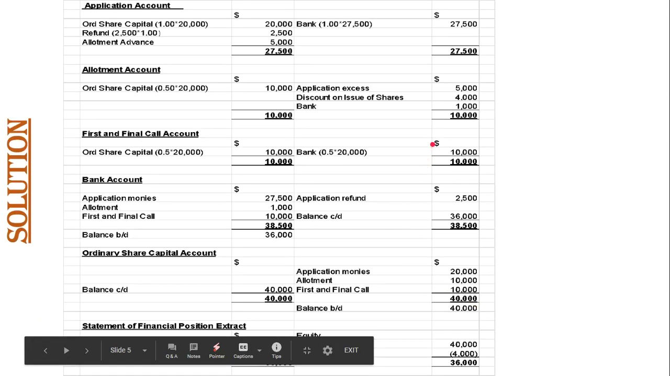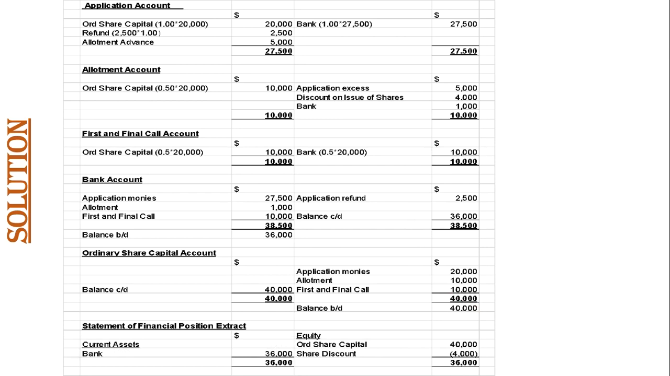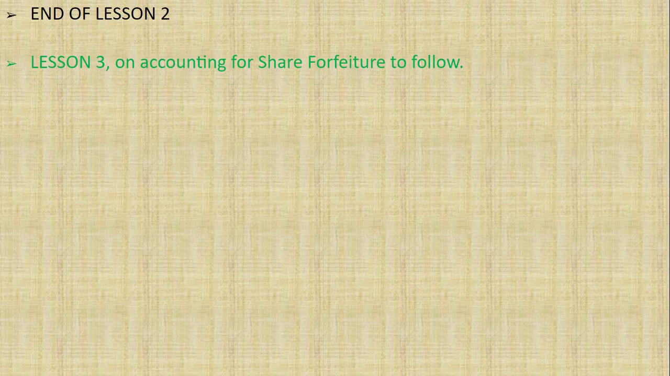Solution on a wider screen so that you will be able to see how we were able to come up with the solution. So there you go with the solution on issue of shares at a discount. So this is where our lesson ends. Next, we are going to be touching on accounting for shares forfeiture.